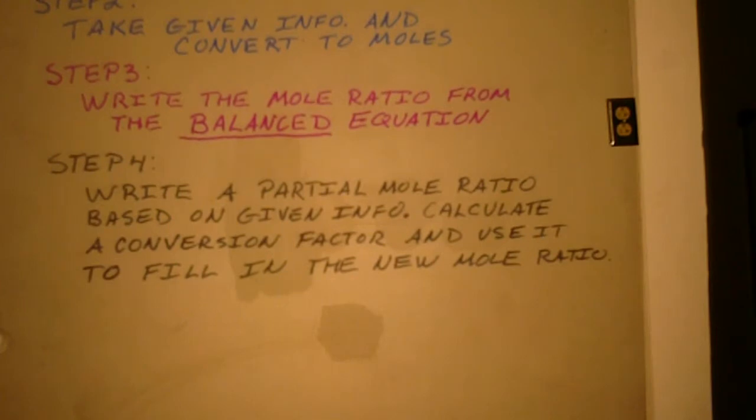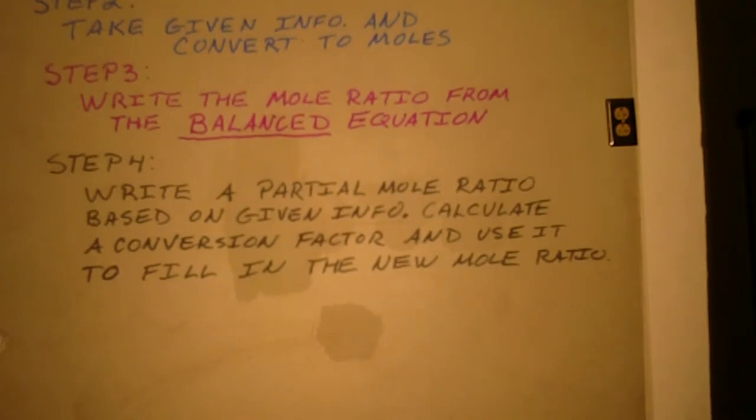From the mole ratio, you have the mole ratio of the balanced equation on top. Below that, you're going to write a partial mole ratio based on the given information you did in step 2. Then you're going to calculate a conversion factor between the mole ratio from the balanced equation and that one bit of information you know. Then you're going to use that conversion factor to fill in the other spots in that balanced equation. We will do an example in a minute to show you. You'll see what's going on.